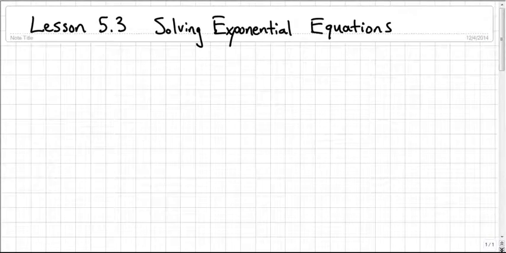In this video, I'd like to take a look at solving exponential equations, specifically ones where the bases are not the same. Before we get to that though, let's review solving exponential equations where the bases are the same.